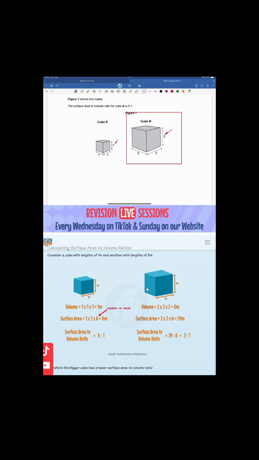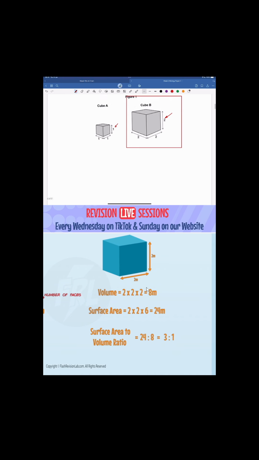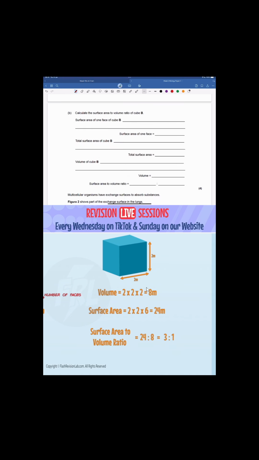So if we look at the notes here, this is how to work out surface area to volume ratio. First, you need to work out volume, and then you need to work out surface area. What they've done in this question is they've broken it down into 3 steps. First you want to work out the surface area of one face of a cube. One face is literally just a square. It's 2 by 2. So you just do 2 times 2, which is 4. So surface area of one face is 4. Then we've got the surface area of the whole cube. A cube has 6 faces.